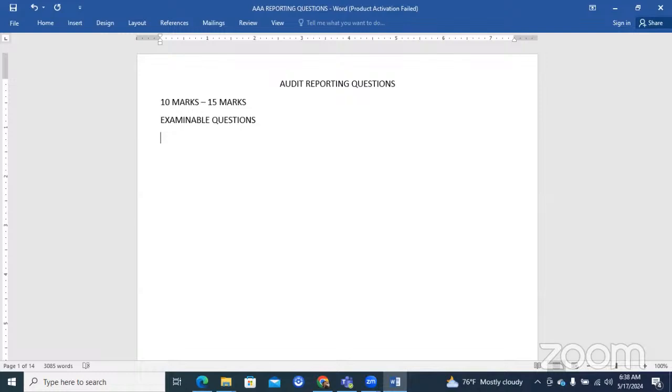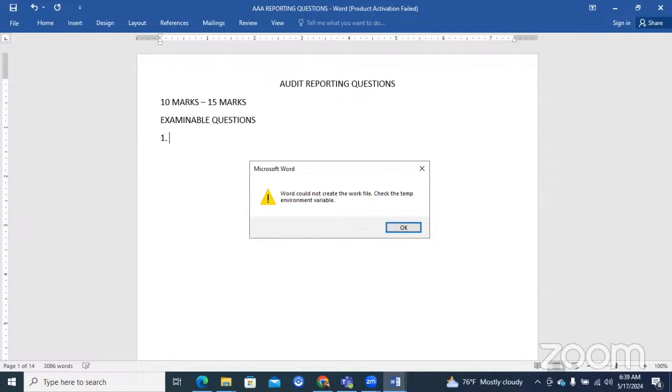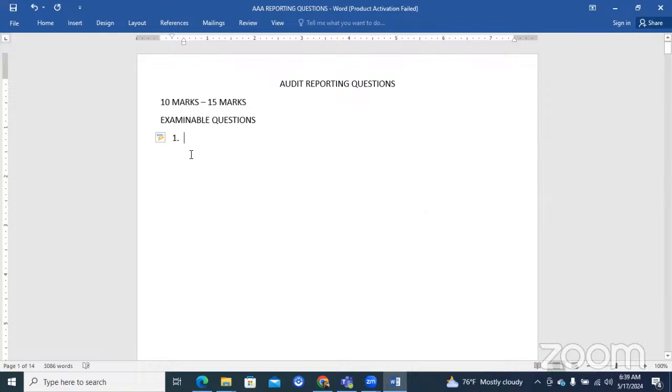So if you take external audit, it has three phases, three stages. One is the planning stage. Second one is the performance stage. Third one is the reporting stage. So the reporting stage is the last stage of the external audit portion. And there are a few questions possible. One is theory questions.